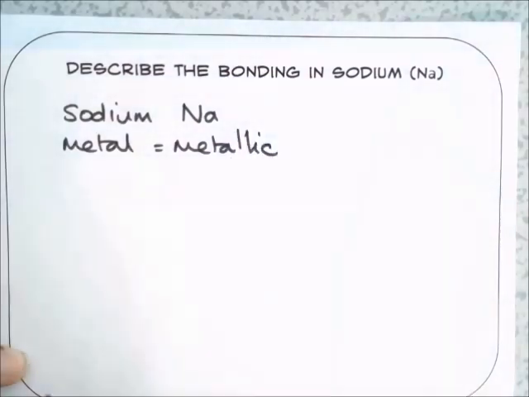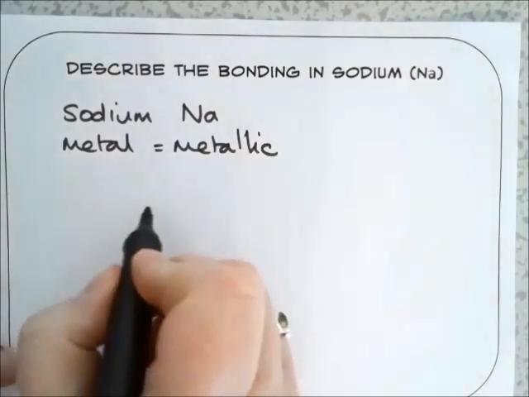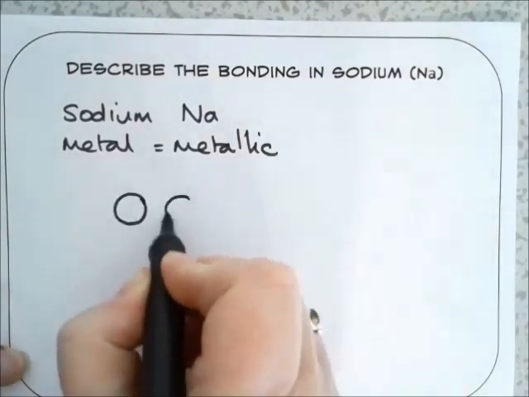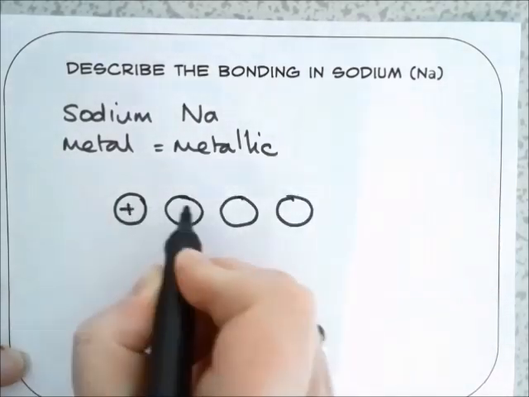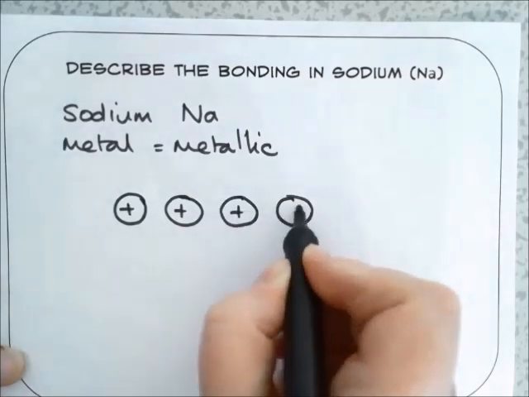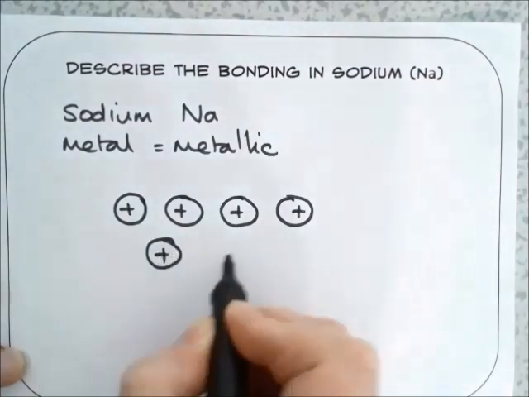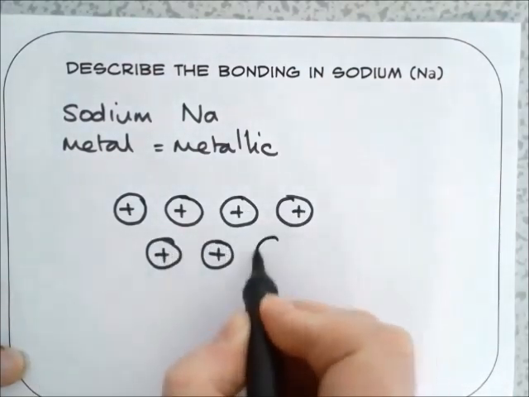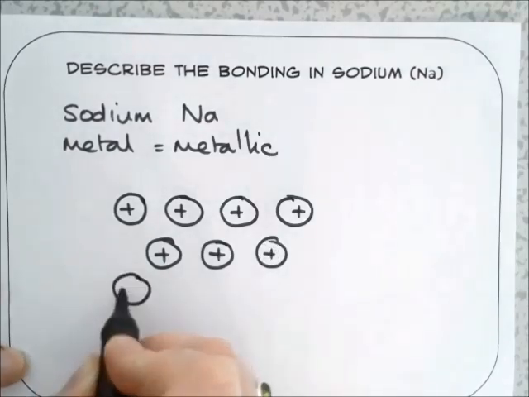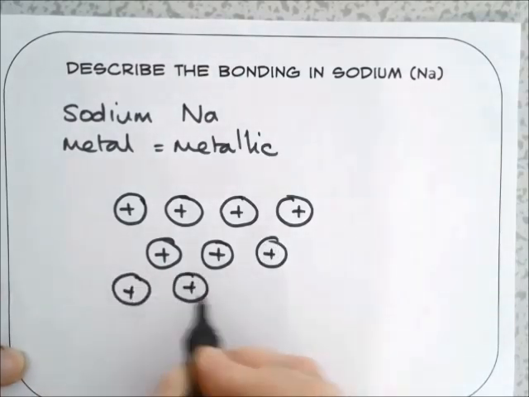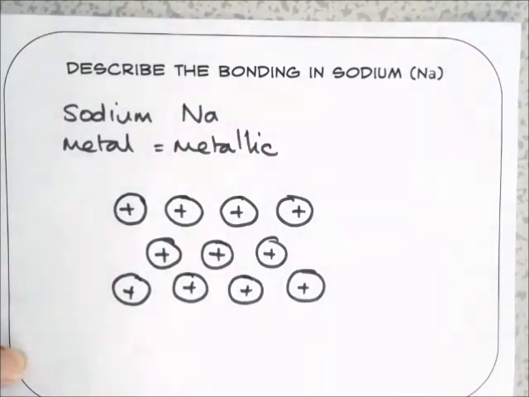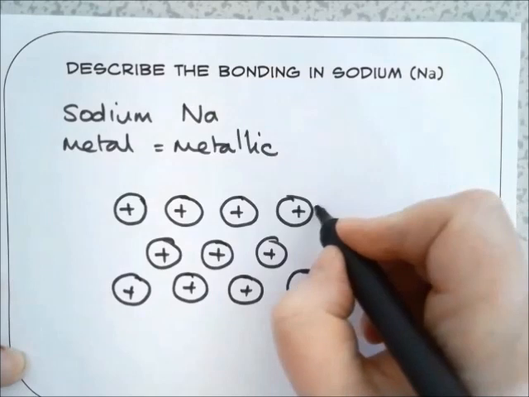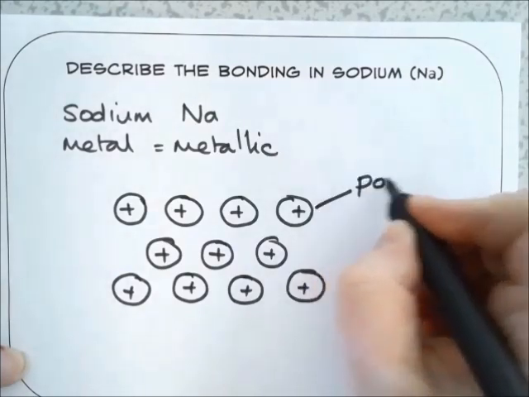So we need to start by drawing circles to represent the particles, and we're going to draw them in neat rows, and each circle in the line is going to have a positive sign in it to show that they are positive metal ions. And we'd normally draw 3 lines just to prove we know what we're talking about. And then we have to label the symbol so that the examiner knows what you're talking about. So we label it positive metal ion.